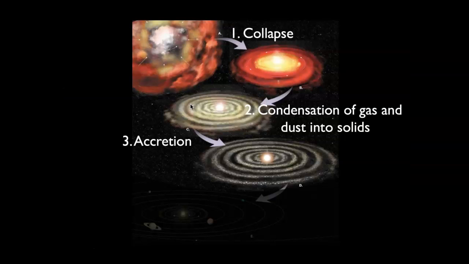So that's step 2, right? Once you start having this disk, solids start forming out of the disk. Dust granules start forming in the inner solar system, and dust and ice crystals can start forming out of the disk in the outer solar system. The next step is that those solid particles, those dust grains and ice crystals, start to accrete. Now, what the heck does that mean?